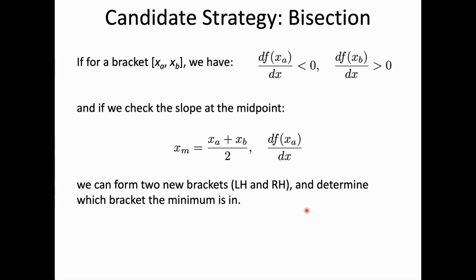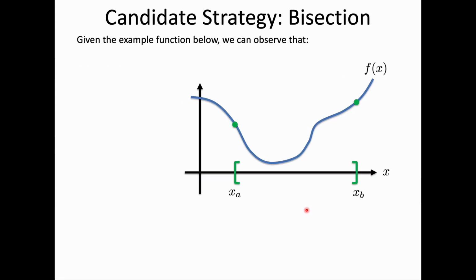In the next slide here, we're going to visualize what's going on. Suppose we have some continuous, smooth, objective function, and suppose we have one bracket defined by xa and xb. If we look up here, these green dots show what the function value is at each of those points. Within this bracket xa, xb, we can visually see that yes, there exists a minimum right about here, but we want to formalize this.